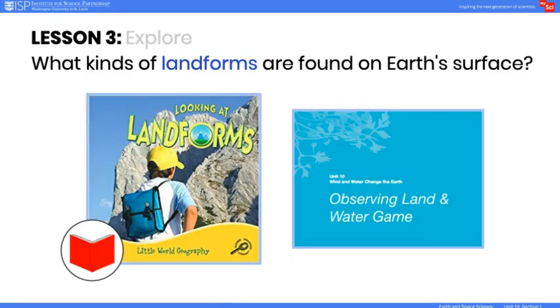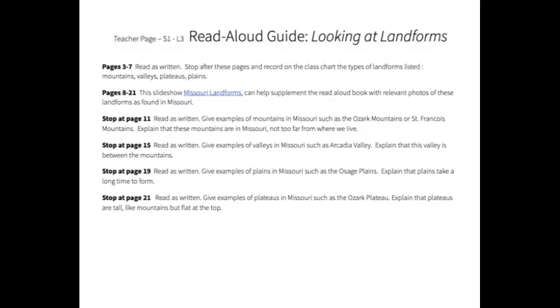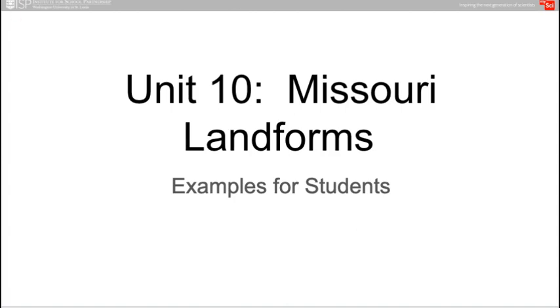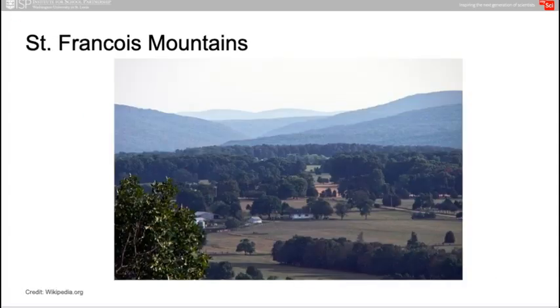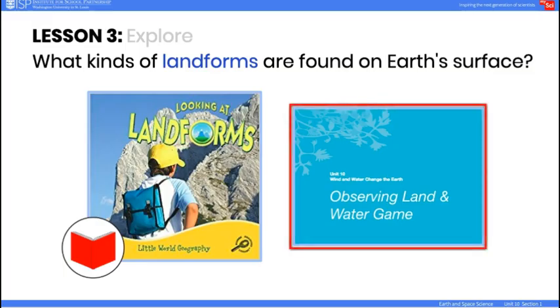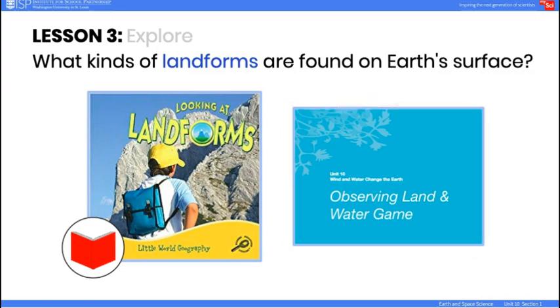In the Explore, read aloud, Looking at Landforms. A detailed read-aloud guide is on Teacher page 10. Then, show this slideshow with photos of Missouri landforms. Create a 2-column chart listing specific types of landforms mentioned in the reading, paired with specific examples of each type. If time allows, play the Observing Land and Water game with the class.